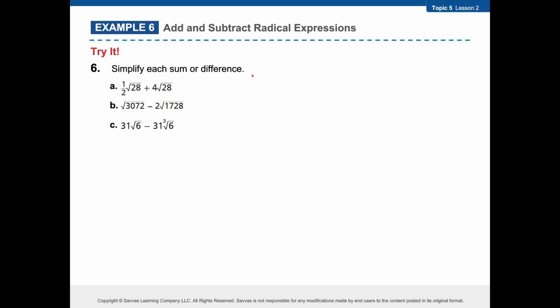Try these on your own. Same radical, so 1/2 plus 4 is 4.5. Put 4.5 as a mixed number, not as an improper fraction, would be 9/2 with a radical 28. But 28 can still be broken down. If you want to do it the perfect square way, 4 times 7.